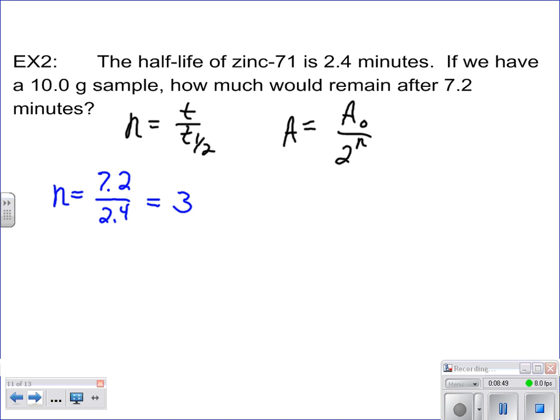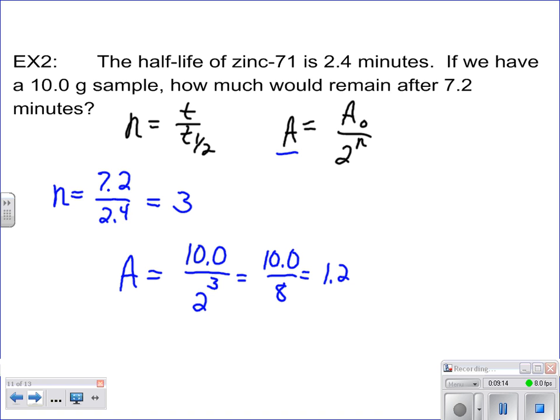So now we can take that and plug that in, and we're just trying to solve for our amount after a given amount of time. So that amount is going to be equal to our original amount, which is given as 10 grams, divided by 2 raised to the 3rd power, which is just 10 divided by 8, which equals 1.25 grams. And that's it on that one.